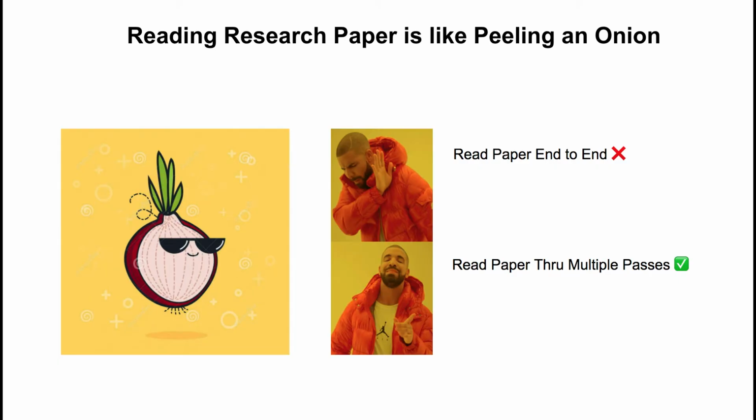So one important thing to remember in reading research papers is that it's like peeling an onion. So please do not read a paper end to end. You will get lost very quickly, and it will get really dry when you get stuck in those mathematical logical proofs. So the recommended way to read the paper is actually to read it through multiple passes. Means you read multiple times but focusing on different parts of the paper. So I'm going to go over each of the passes that you should do.